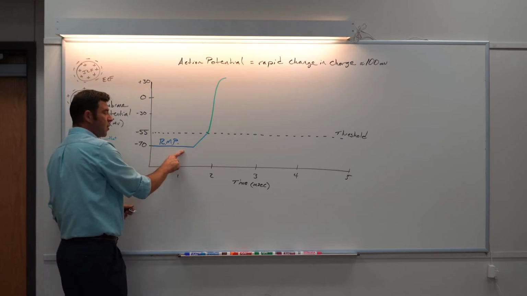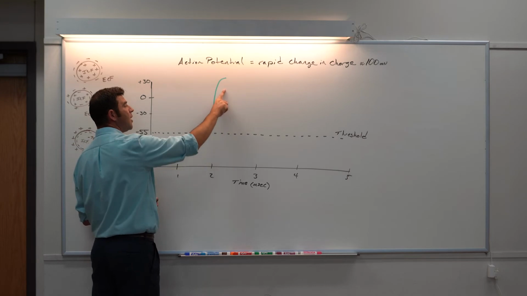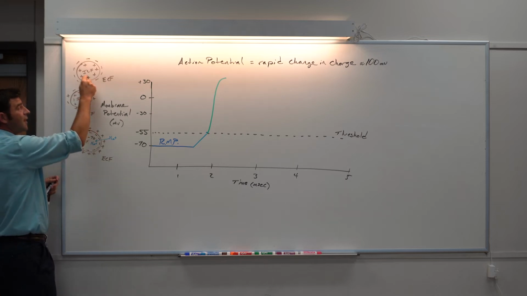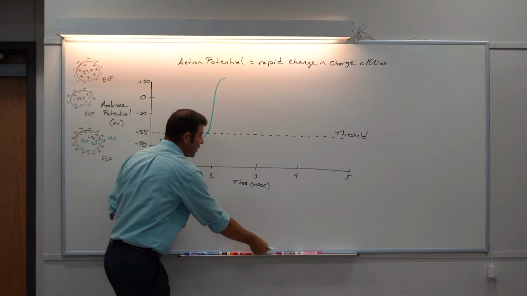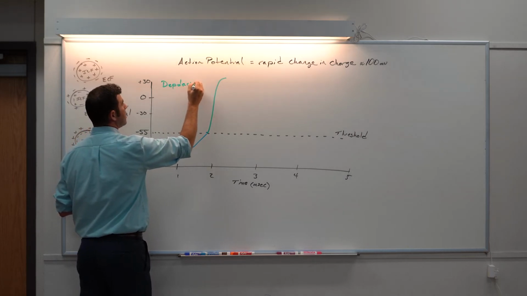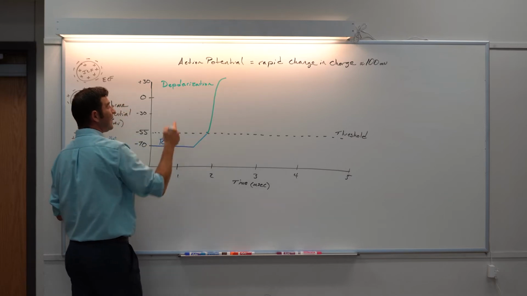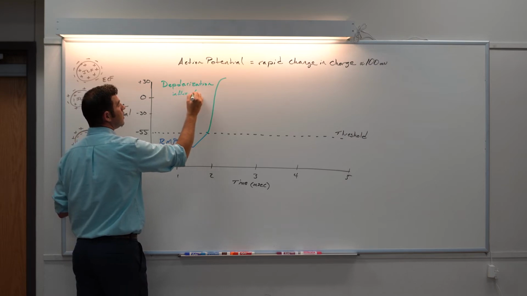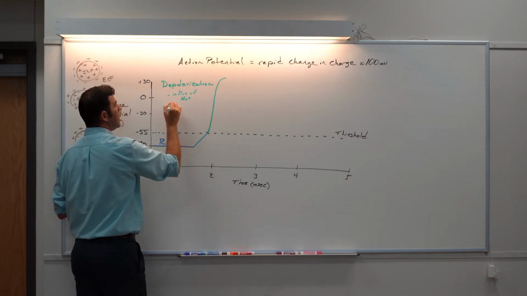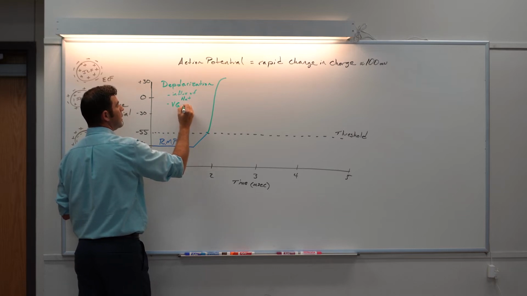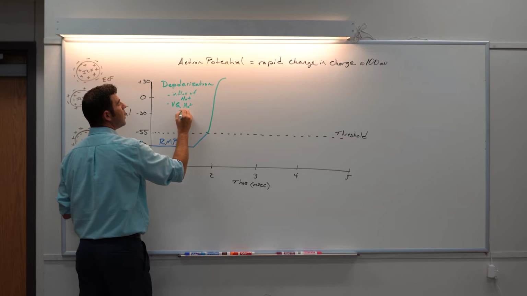So again, we leave resting membrane potential, and as the graph goes up, this is indicating that the cell is taking on more of these positive charges, and eventually the cytoplasm itself is going to be positively charged. This part of the graph is what we call depolarization. It is due to an influx of sodium ions. And how those sodium ions get in there are through voltage-gated sodium ion channels.